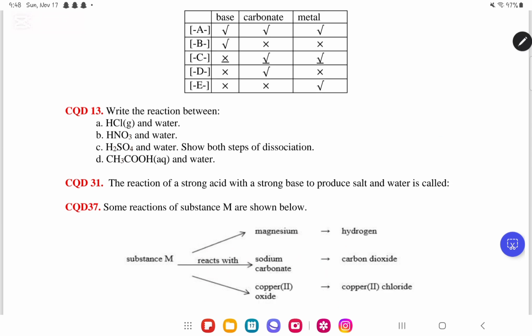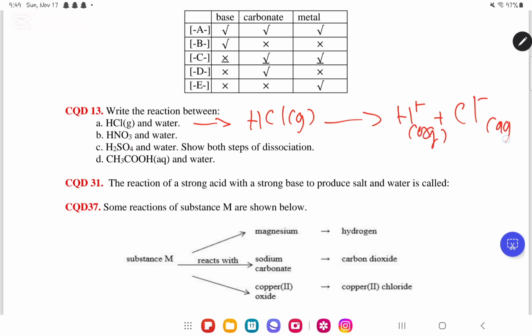Now, we need to write the reaction between HCl and water. If you remember, when HCl reacts in water, it will form ions, so it is a strong acid. Since it is a strong acid, it will ionize completely. So HCl gas in water will ionize completely to form H plus, completely means 1 arrow, to form H plus aqueous plus Cl minus aqueous. Okay, don't forget the aqueous.